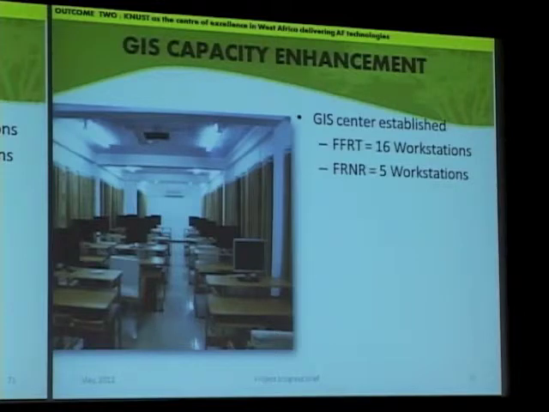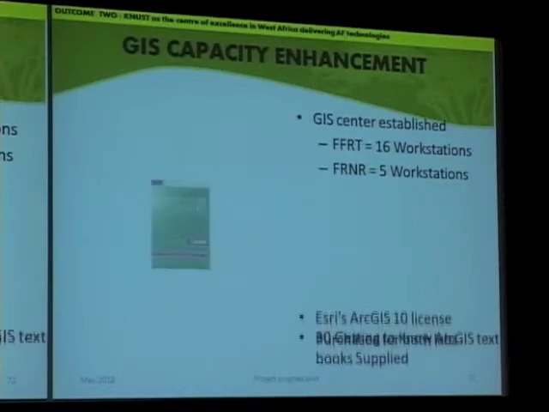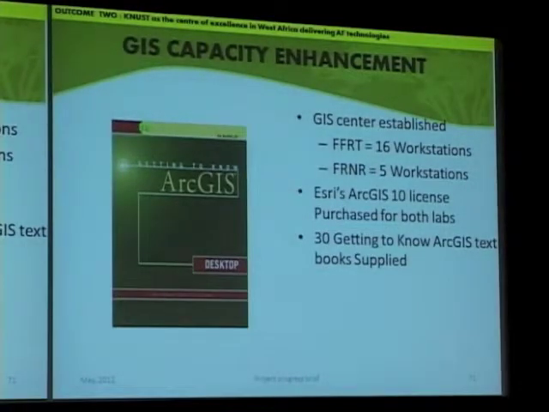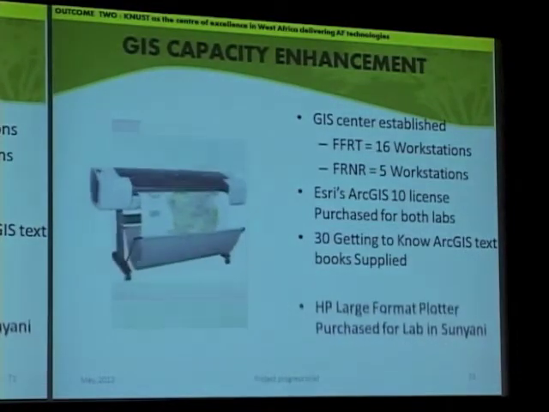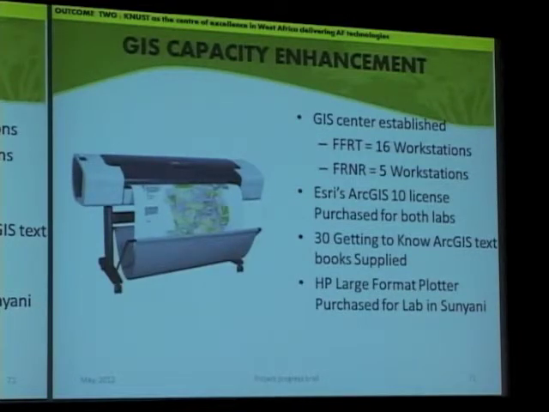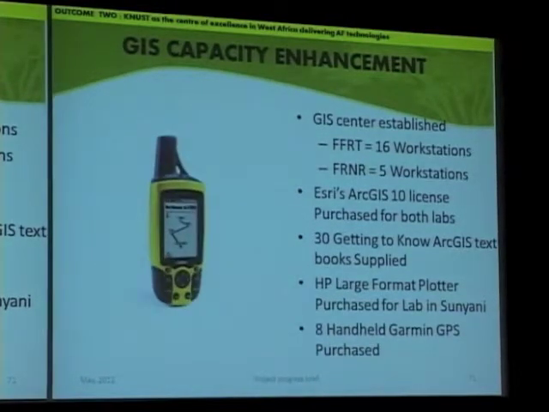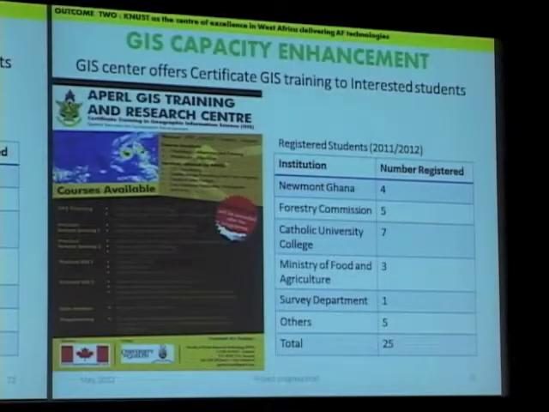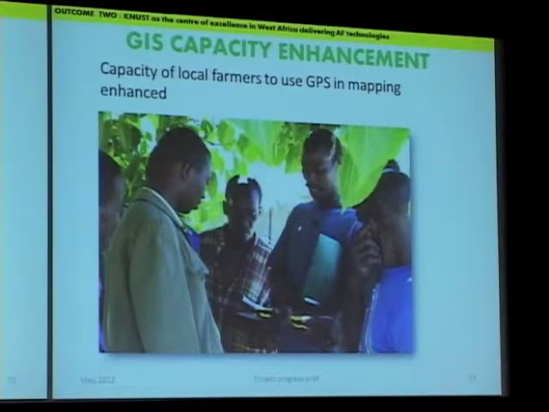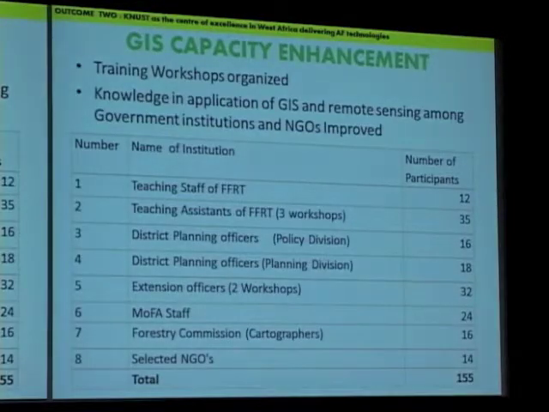APERL has established 16 workstations and 5 workstations in the two areas. Some of the equipment that has been supplied so far has all been demonstrated. These are very expensive equipment that the project bought to establish the GIS stations. Now the GIS also organizes workshop training for other institutions, and the distribution is over there. It also trains farmers how to use the GPS to pick the seedlings that are sent to their farms.